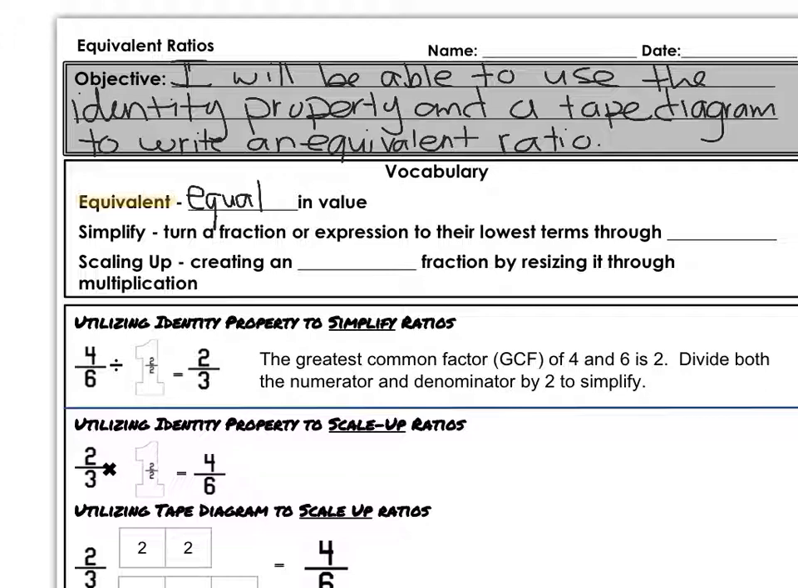To write an equivalent fraction or ratio, we can simplify the ratio. So we're going to highlight the word simplify. We're going to simplify the ratio. And you have heard the word simplify many times already. So just as a reminder, in words, simplify means to turn a fraction or expression to its lowest terms through division. So we're going to write division here.